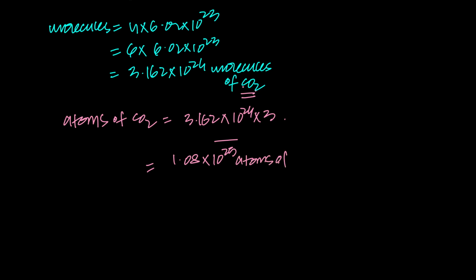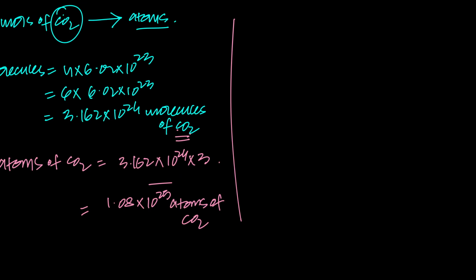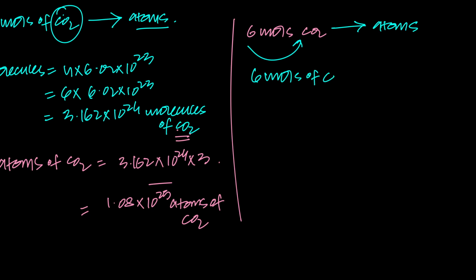Okay, what if I don't like this way? What if I say I want to do it in another way? Well, I can obviously do it because it's just math. There are a billion ways of doing it. I want to calculate the atoms of carbon dioxide. So I can say in 6 moles of carbon dioxide, you have 6 moles of C. Can I say that? You have 6 moles of C. And how many moles of O do you have? 6 times 2. You have 12 moles of O.